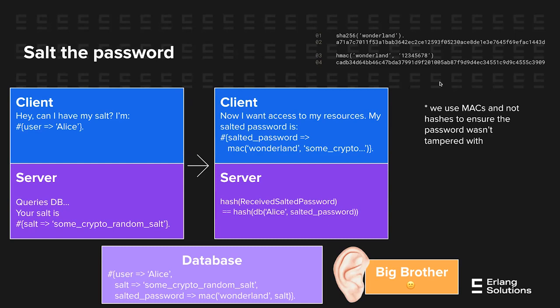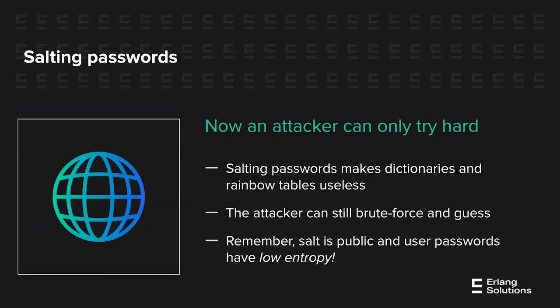And Big Brother is a little bit sad here. It's like life is not going well. You can see in the top the output of SHA with Wonderland and the HMAC of Wonderland with just 1, 2, 3, 4, 5, 6, 7, 8. And you see that is, again, completely different thing.